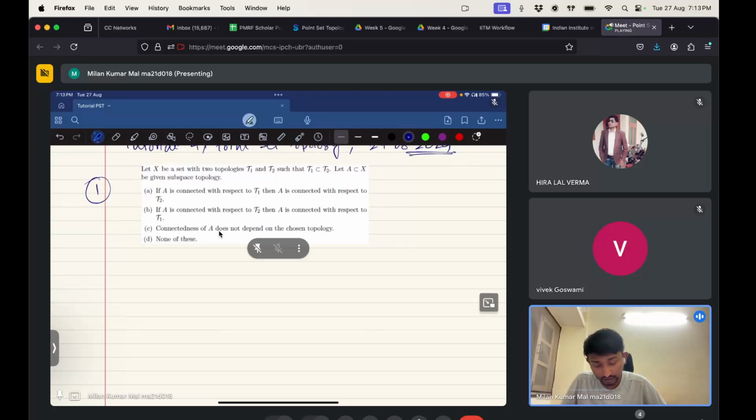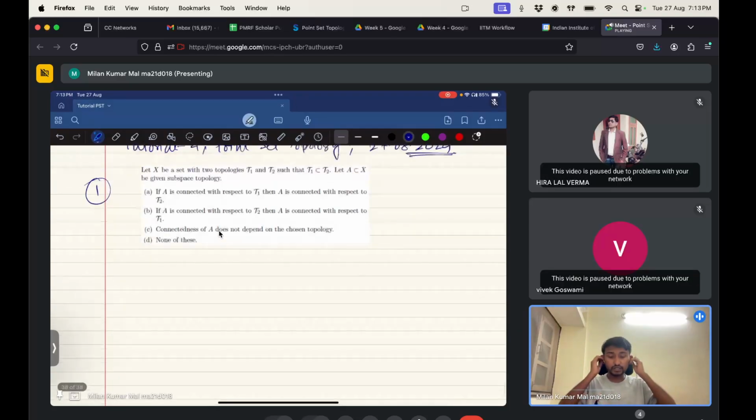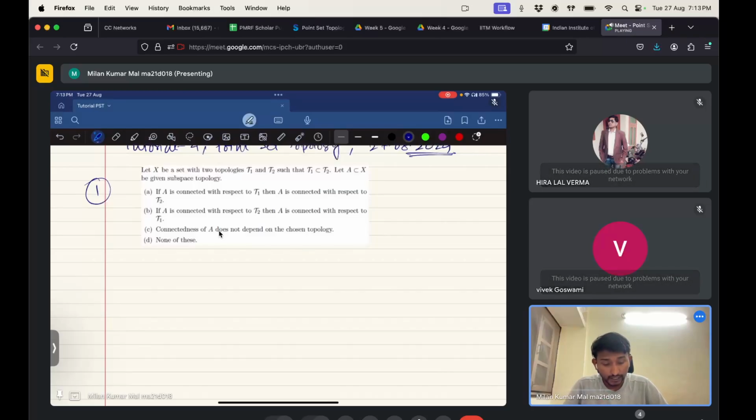Yeah, this is the first question. It says that let X be a set with topologies tau 1 and tau 2 such that tau 1 is a subset of tau 2, and let A be a subset of X given the subspace topology. If A is connected with respect to tau 1, then is A connected with respect to tau 2 or not? This is the question.